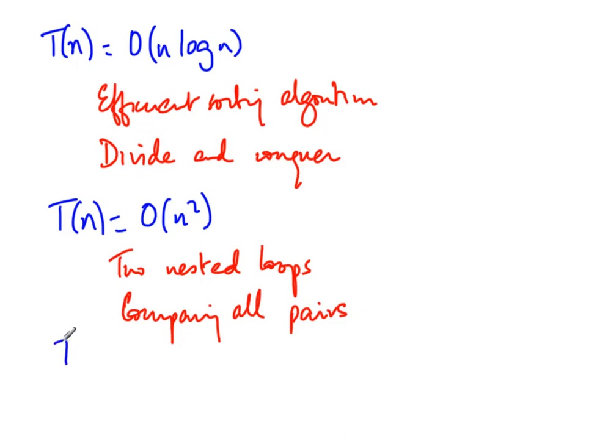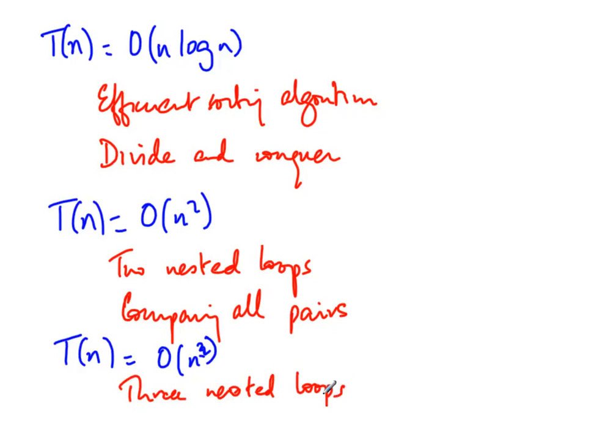Of course, the next step would be a cubic algorithm. So this will typically have three nested loops. And many algorithms in linear algebra which manipulate matrices. If you take n as the dimension of the matrix, then typically you will have n squared entries and you have to do some linear number of passes, and that will give you an n cubed algorithm.